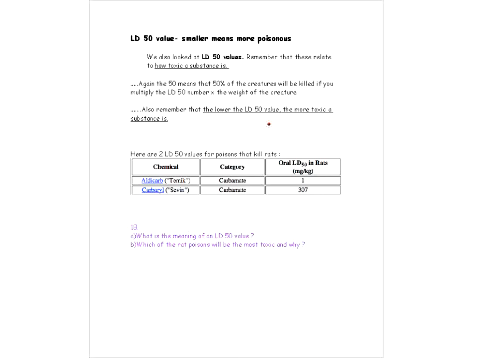So here's two LD50 values for two different substances. These are different poisons that can kill rats. We've got some questions here. Again, what's the meaning of an LD50 value? Well, it means lethal dose killing 50% of the creatures. Part B says, which of the rat poisons would be most toxic and why? Well, the lower the LD50 value, the more toxic. So this one here is going to be more toxic, and the reason is it's got a lower LD50 value. It takes less of this substance to kill the same number of creatures.